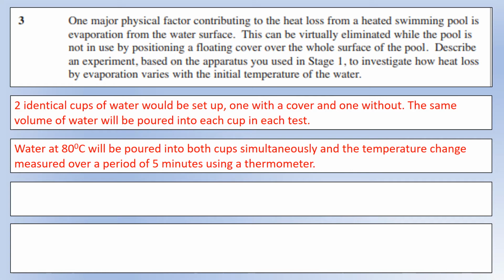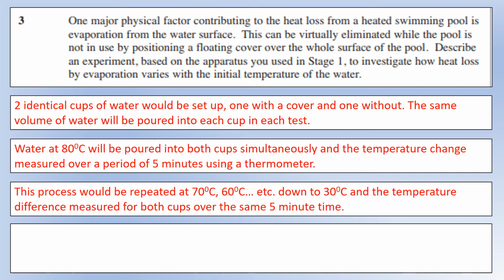We're going to start at 80 degrees. We'd pour it simultaneously into both cups and record the temperature change over a period of 5 minutes using a thermometer. Then we do the same thing at 70 degrees, 60 degrees, because we want to know that the conclusion we draw is valid over a big temperature range. But we're still using the same volume and the same 5-minute period of time.